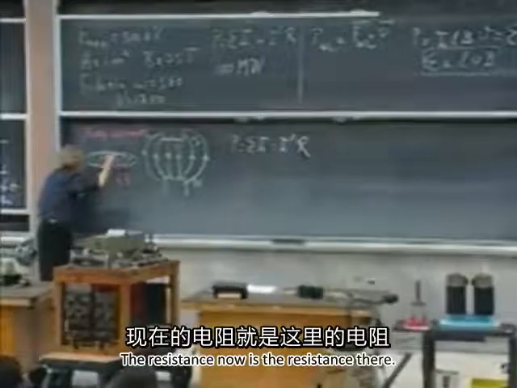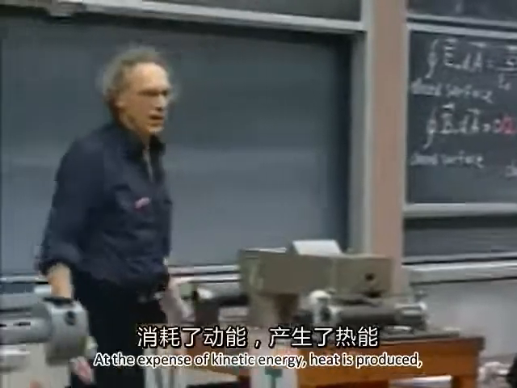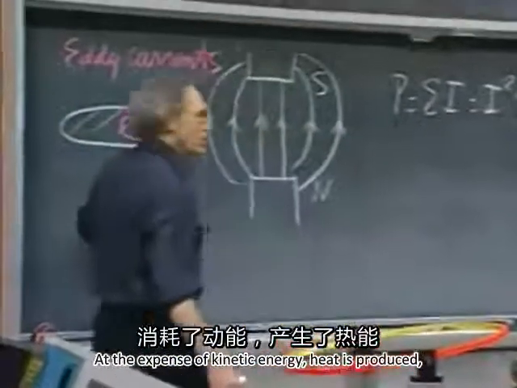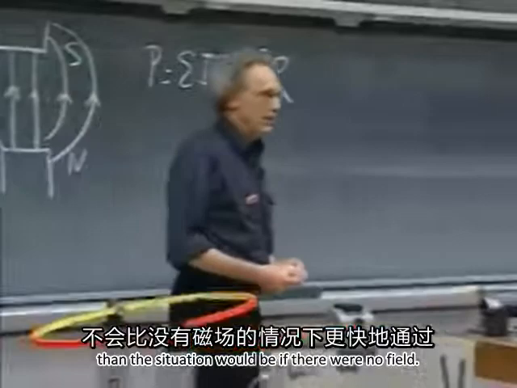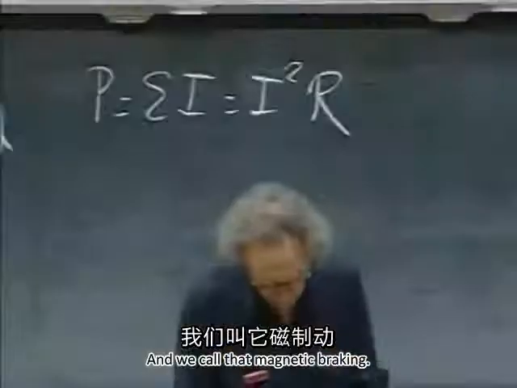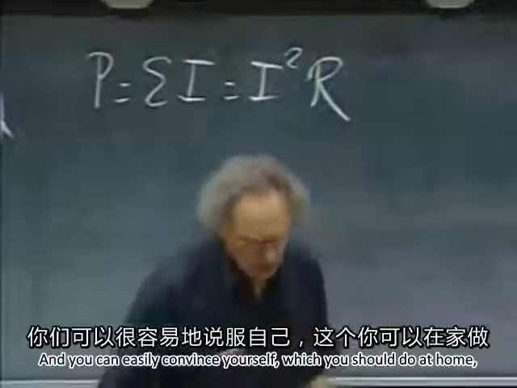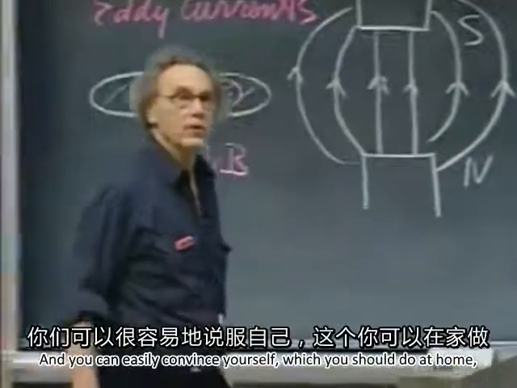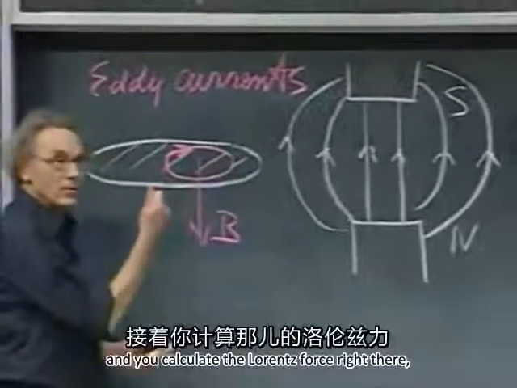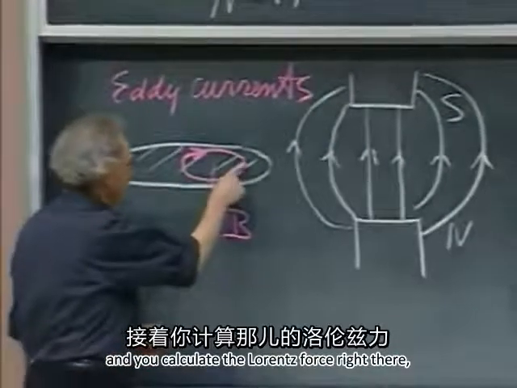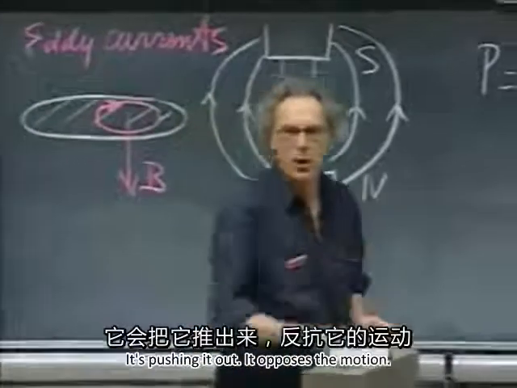The resistance now is the resistance there. And that means that the disk will slow down. At the expense of kinetic energy, heat is produced. And it won't go as fast through this field as it would if there were no field. And we call that magnetic braking. And you can easily convince yourself, which you should do at home, that if you look at the current right here coming out of the blackboard, and you calculate the Lorentz force right there, you will see that the Lorentz force is in this direction. It's pushing it out. It opposes the motion.